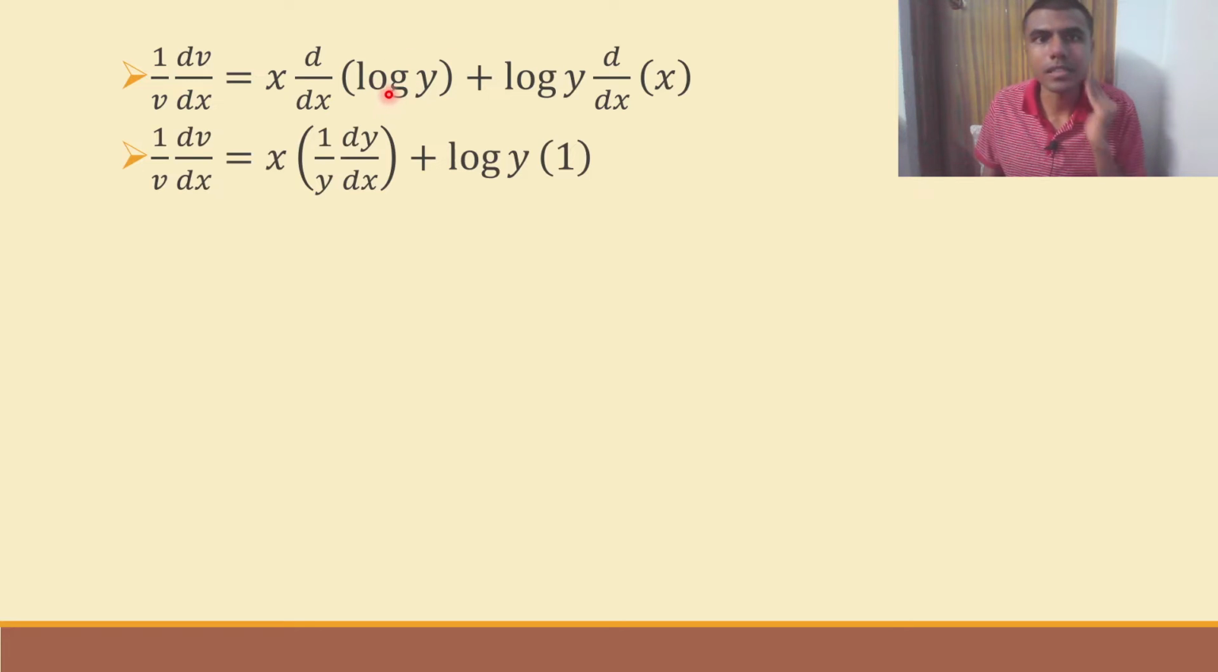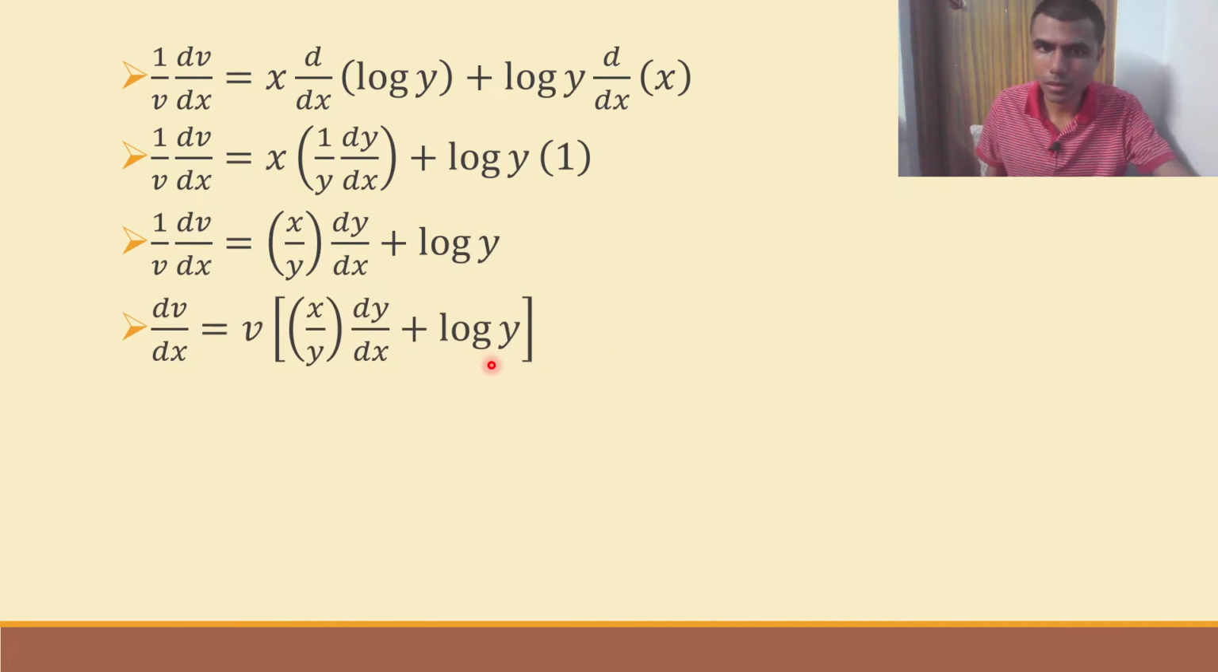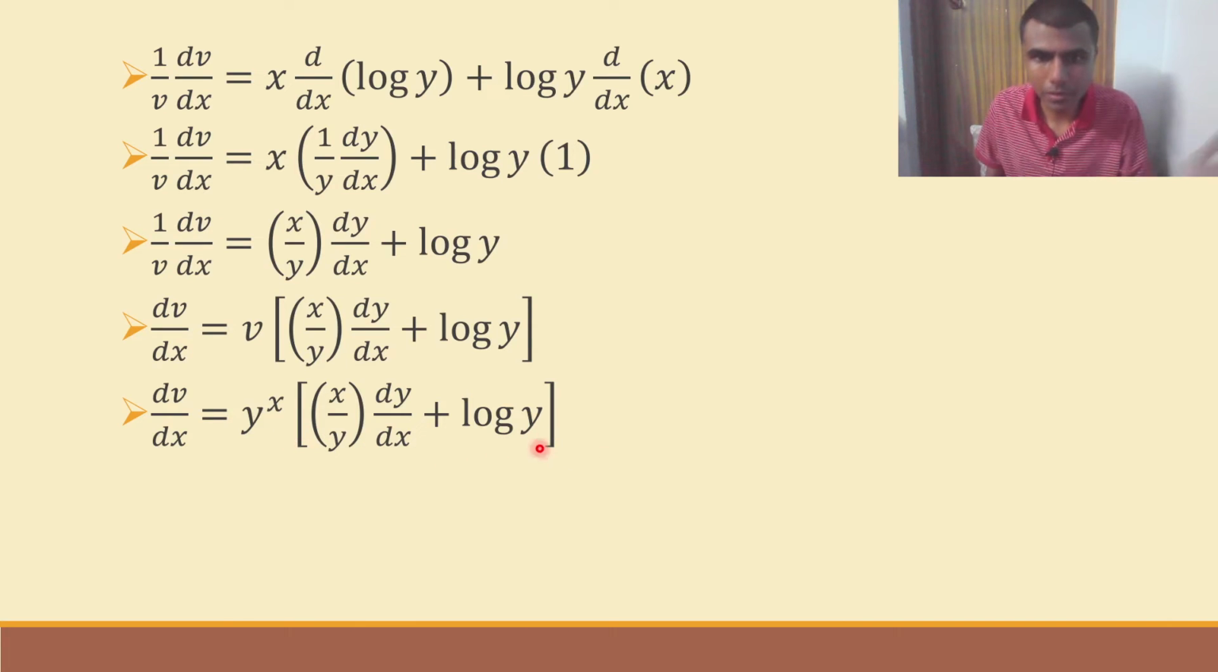Now listen, just as derivative of log u is 1 by u du by dx, similarly derivative of log y is 1 by y dy by dx. And derivative of x is 1, so x by y dy by dx plus log y. Send the v here, v into this side. Now v is nothing but y power x. In place of v I wrote y power x.